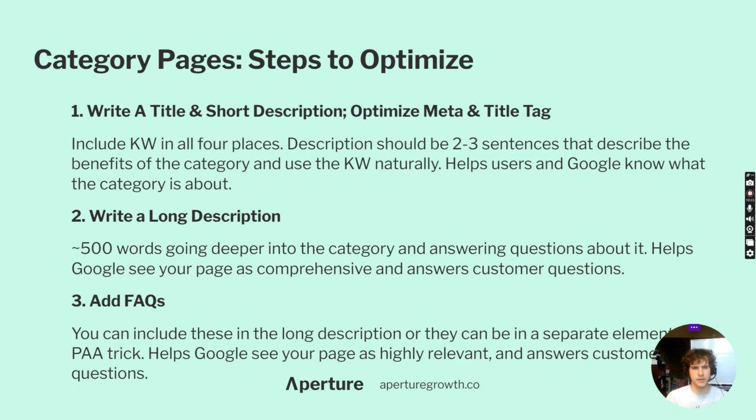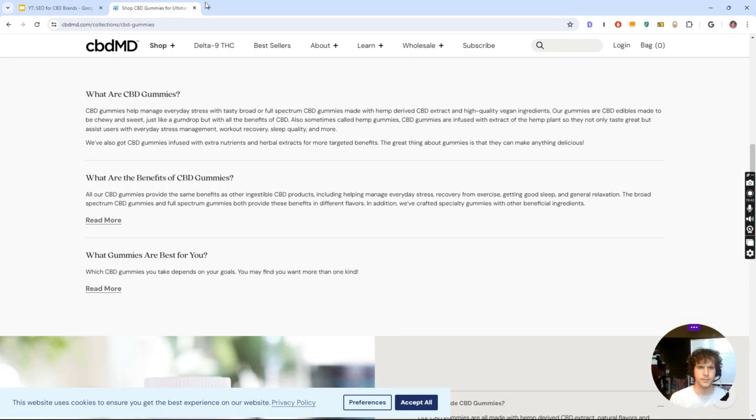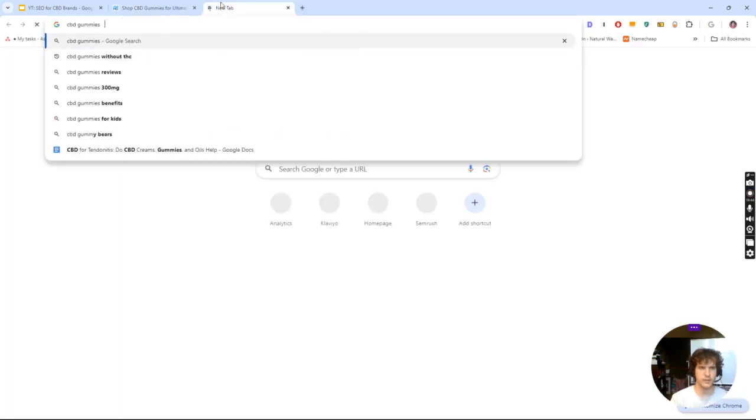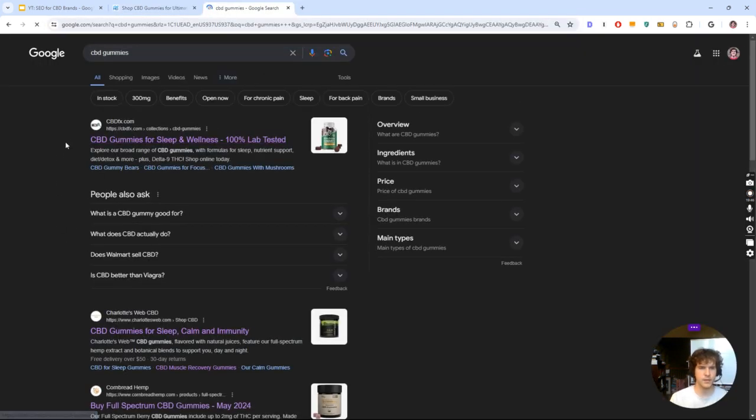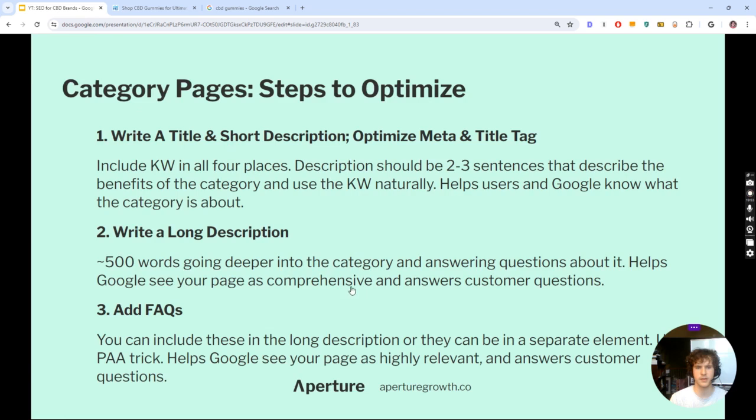With the keyword in mind, here's how you optimize it. Number 1, include your keyword in your title, short description, meta, and title tag. The title is what's actually on the page. The title tag is what shows up in the search results. I'll show you right here. If I look up CBD gummies, this right here is a title tag, whereas this is a title. That's the distinction.